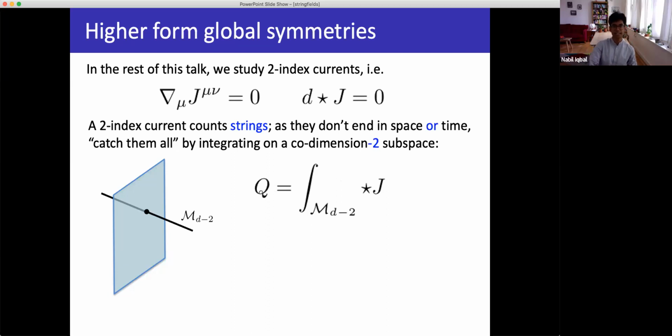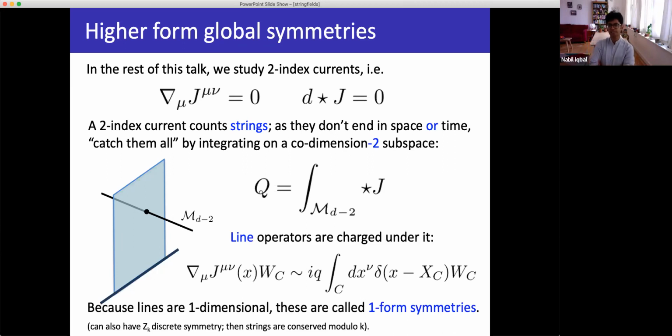Now what is charged under a higher form symmetry? The thing that is charged is the object that creates the thing that you count. Now you're counting string worldsheets. How do you create a string worldsheet? Well, if you want to create a string, you have to act with a line operator on some one-dimensional line, and that creates a two-dimensional string worldsheet that moves off and does its thing. And what that suggests is that line operators should be charged under a higher form symmetry.